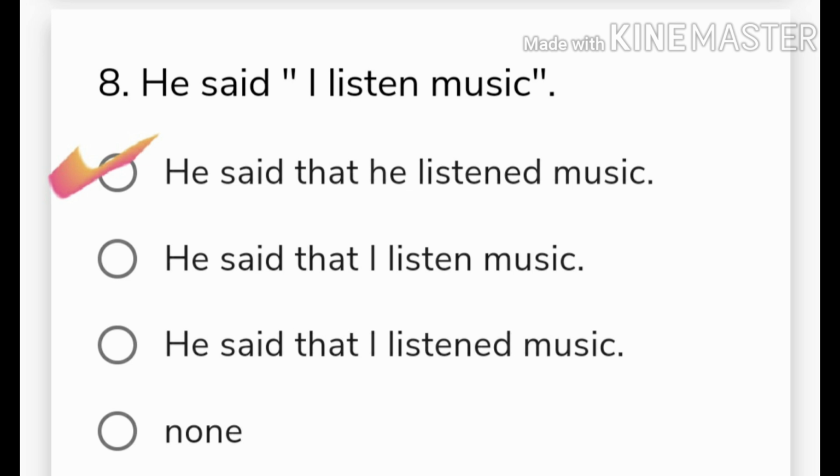Now see number 2 option. He said that I listen music. So this is wrong. He said that I listened music. Tense we have changed here, but we haven't changed the subject because I is there. I is a first person. We will see the subject of the reporting verb. So he is the subject. We have to write he here. So number 1 is correct. He said that he listened music.